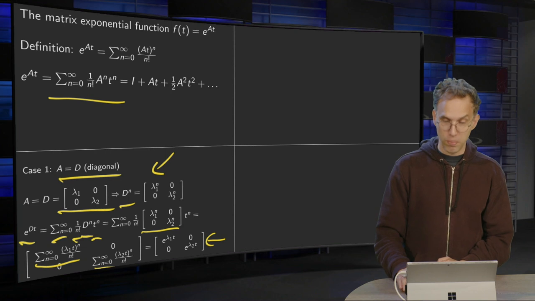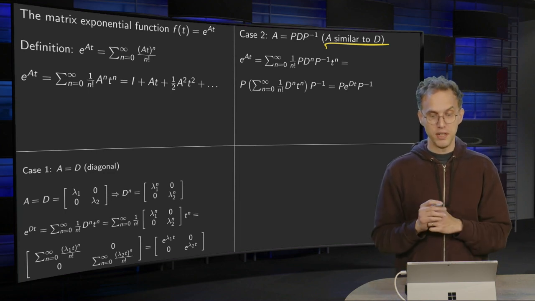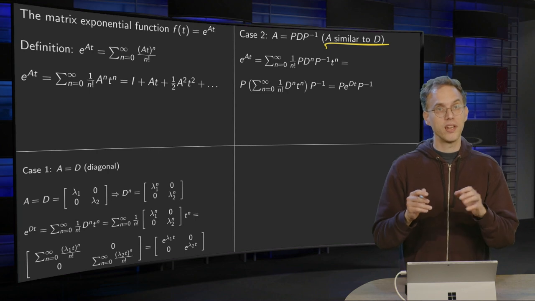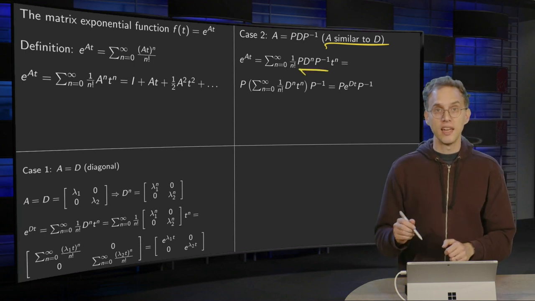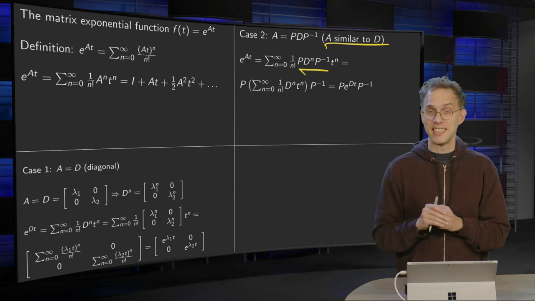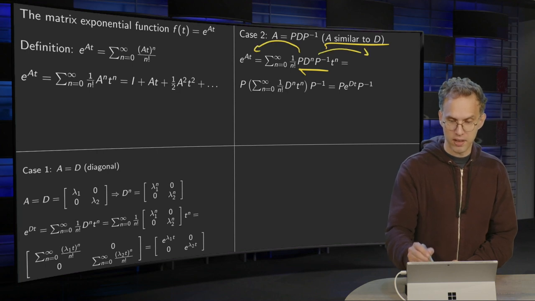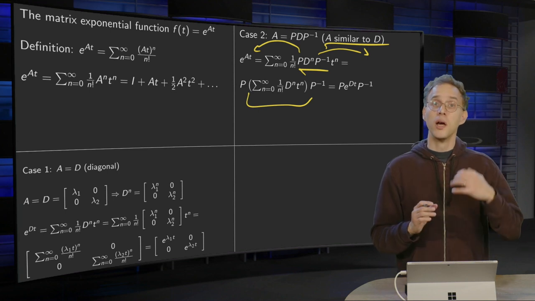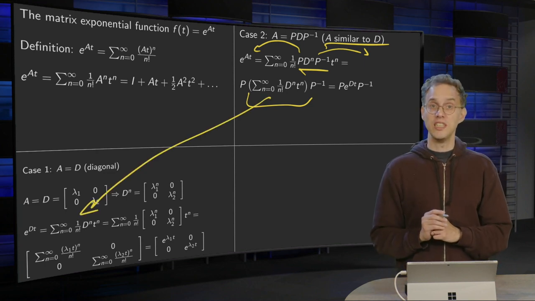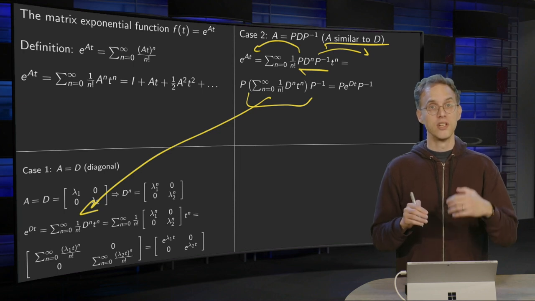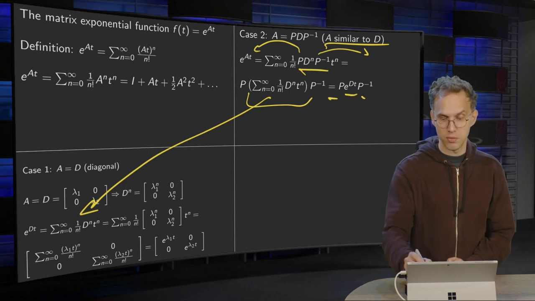Let's do a slightly more complicated example. What happens if A is not equal to D, but A is similar to D? So A is PDP inverse. Then we can plug it in. A to the power n becomes P times D to the power n times P inverse. That's over here. Then again, the P and the P inverse have no n's, so you can take them out of the sum. Mind the order: the P has to go in front and the P inverse has to go to the back. And we have something in between the brackets. But what is in between the brackets? We have seen that already over here. That is exactly e to the power dt, and we know how to compute e to the power dt. So if A is similar to D, then we can also compute e to the power at. It's just P times e to the power dt times P inverse.